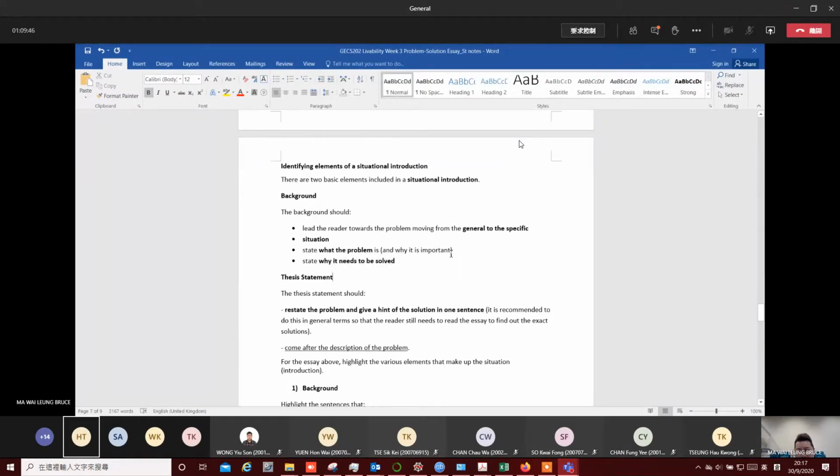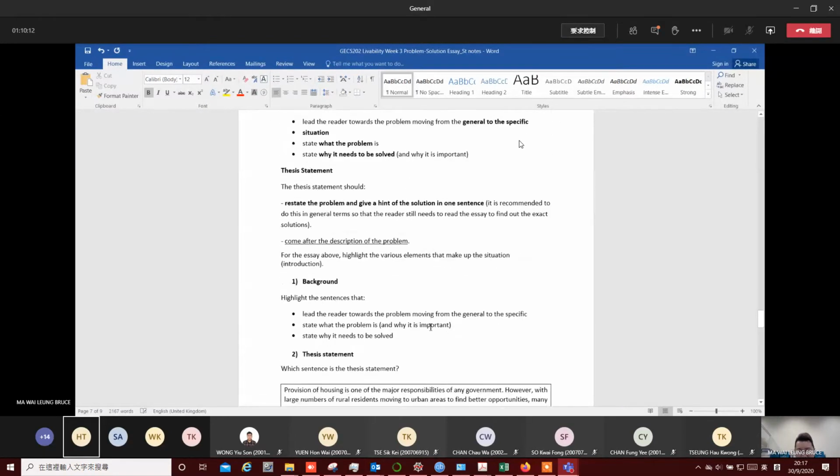I think this one, why this is important, should be down below. Sometimes you see that I try to follow the course scope, but sometimes I want to make some changes. Why it needs to be solved means why it is important. Three things in the introduction, plus the thesis statement. Usually a thesis statement should be one sentence. But if you write it in two sentences, I think it's fine.